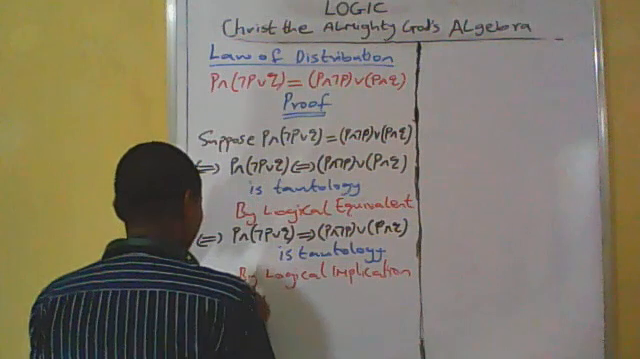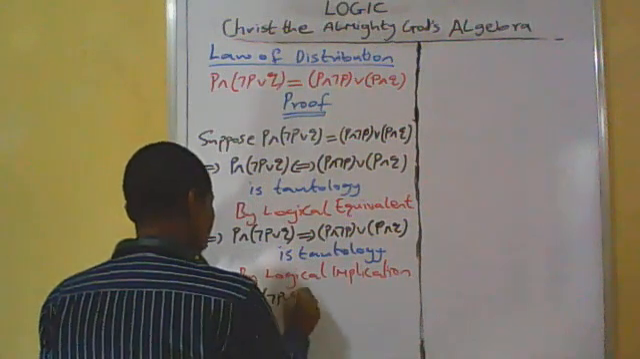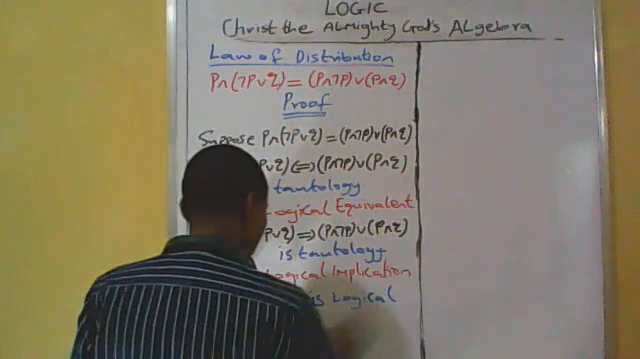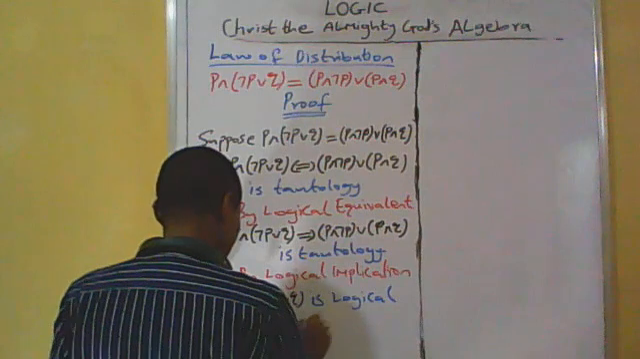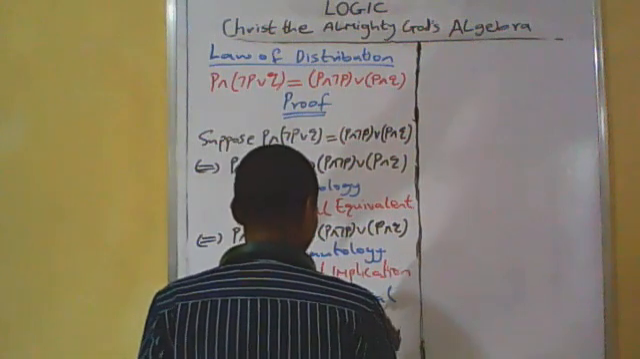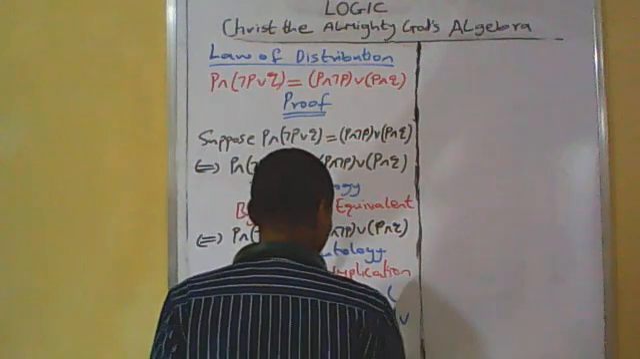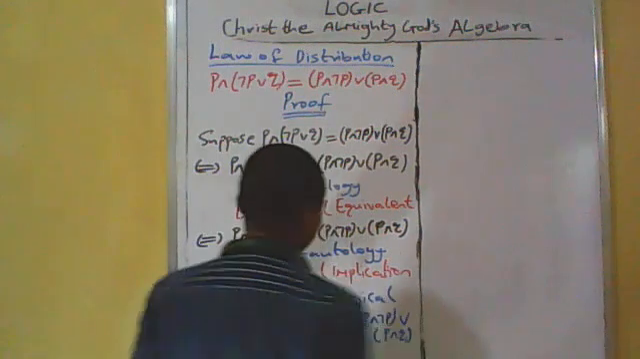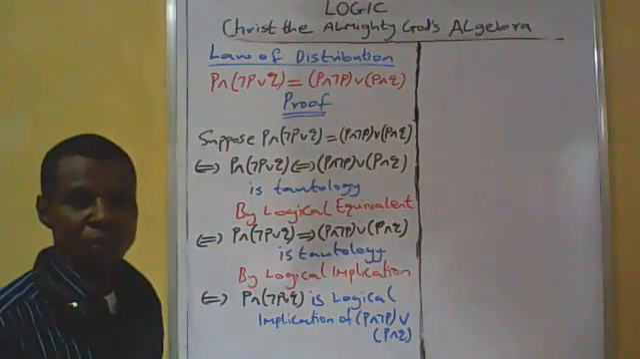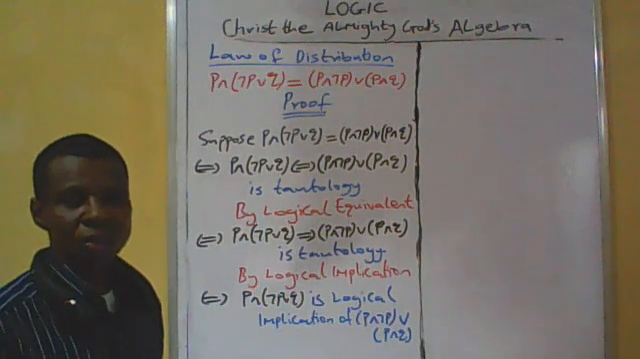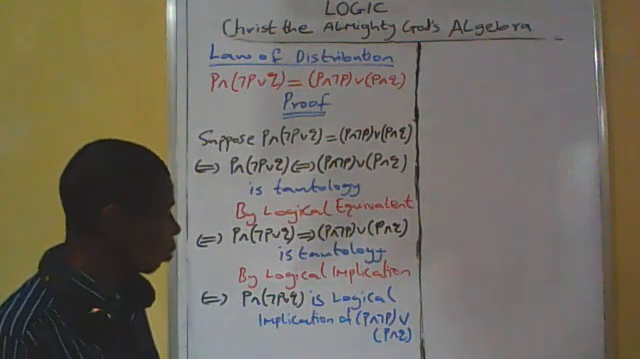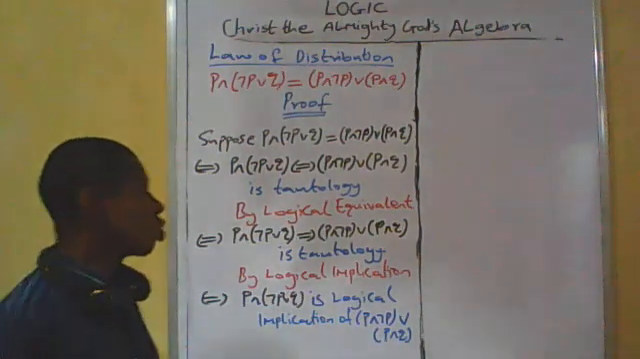If and only if P and bracket not P or Q is a logical implication of bracket P and not P or bracket P and Q. So we have now derived that P and bracket not P or Q is a logical implication of bracket P and not P or bracket P and Q. So if this is true, also this must also be true.